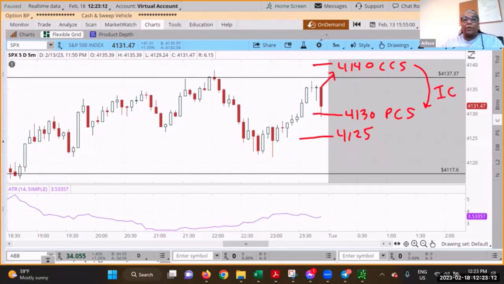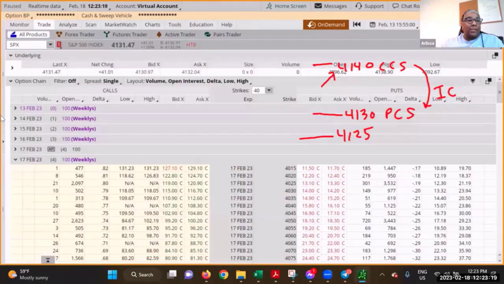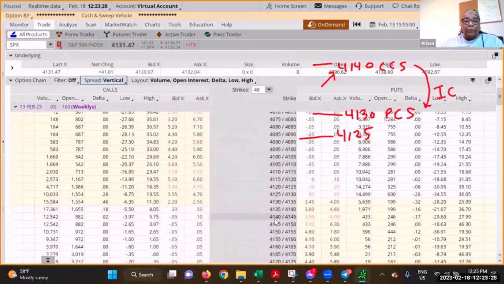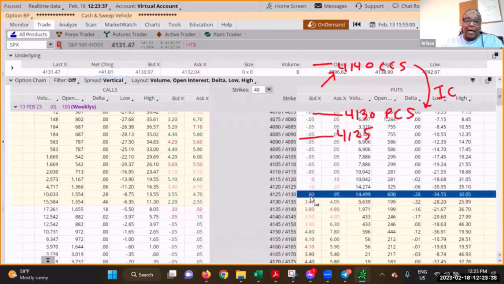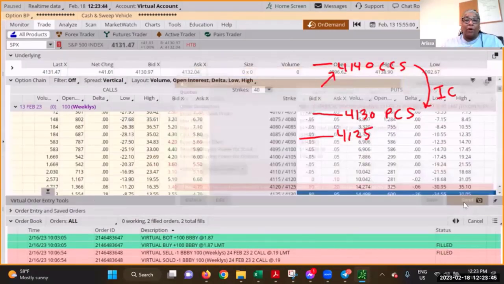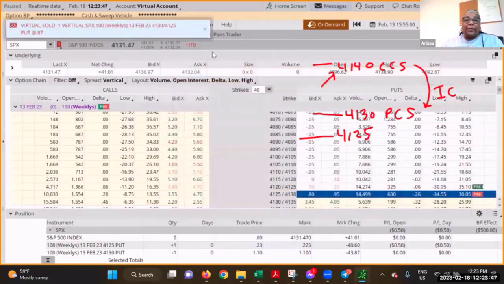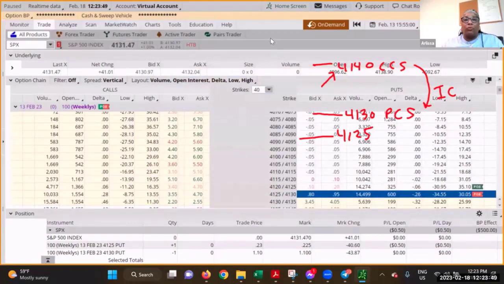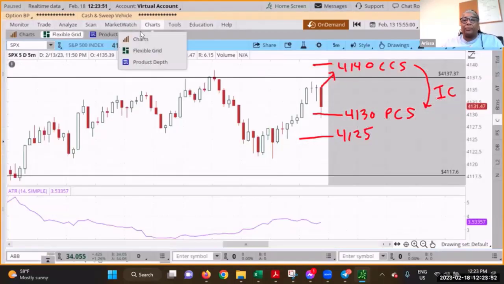Let's see what we can do here. Close up. Let's see what we're looking at for premiums. 4140 CCS. 4140 CCS. There's not any money there currently. What did we say? 4130 was the bottom, and there is $80 there right now. Go confirm and send. Even if that was the $80, that's enough for the trade to be worth it. We look for over 10%, right?